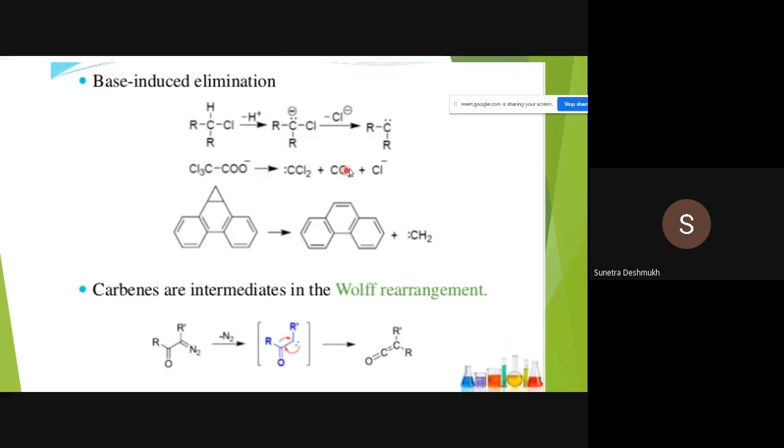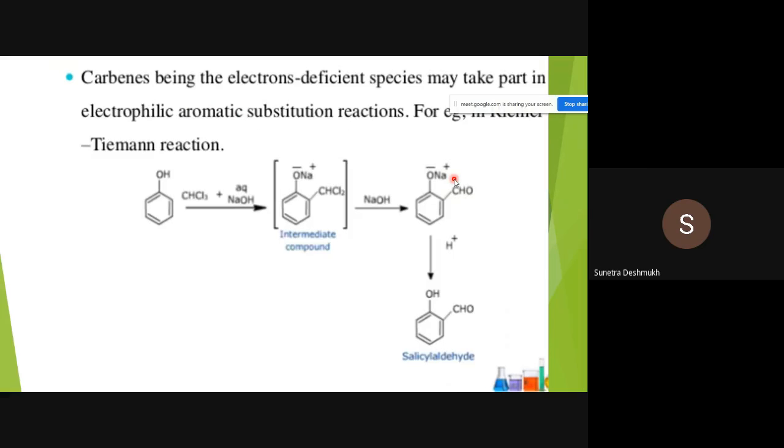Base induced elimination gives carbene. We eliminate this group and we can get carbene, CCl2, again carbene. Again, from such compounds we can get such carbenes. Which name reactions involve carbene as an intermediate? One is the Wolff rearrangement. For study, we have to go through different name reactions like the Wolff rearrangement. I will provide that PDF to you soon for studying carbene reactions.